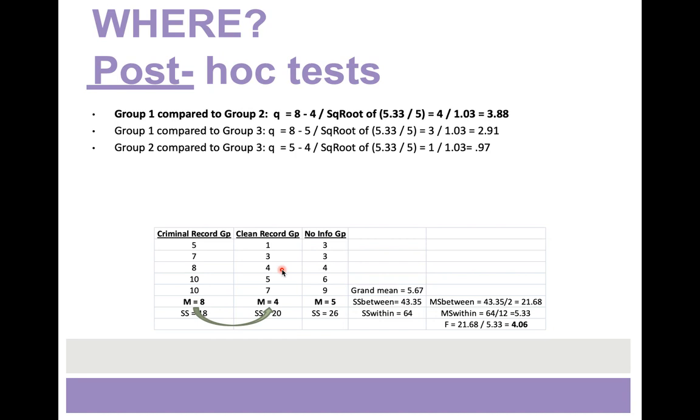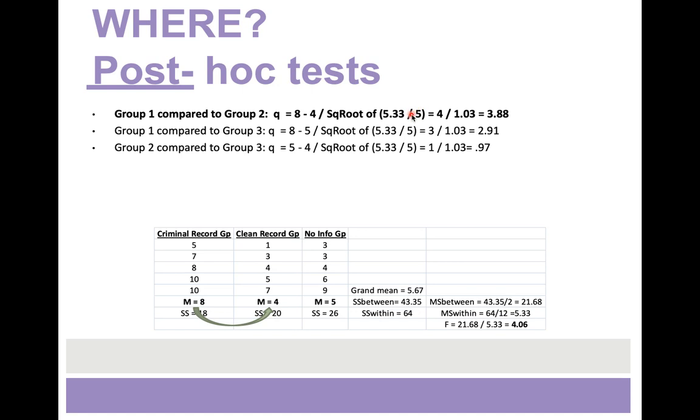So what does that look like for each of our comparisons? Let's take the first comparison, which is group 1, the criminal record group, versus group 2, the clean record group. Well, the mean of group 1 was 8. The mean of group 2 was 4. So the numerator of our Q test, our post hoc test, is 8 minus 4. Our denominator is the square root of 5.33 divided by 5.